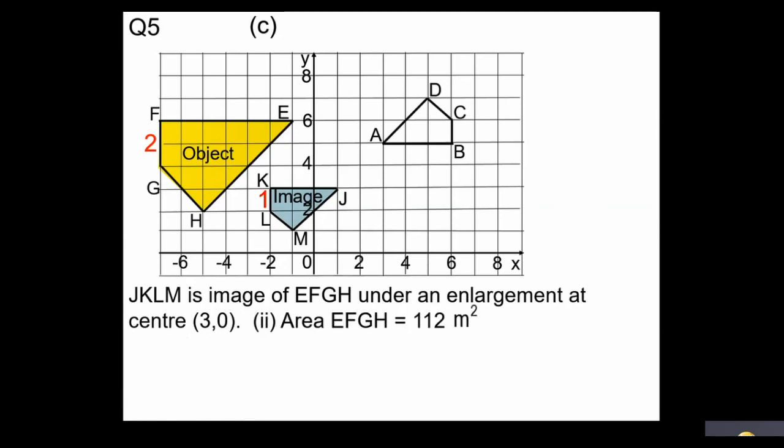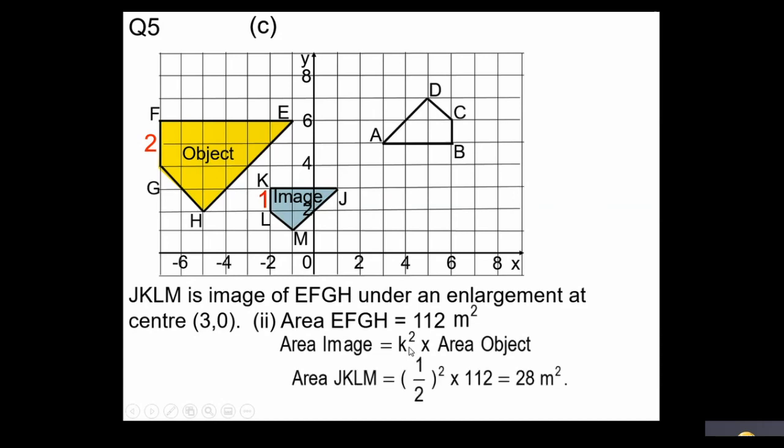Now the area of EFGH, the big one, is 112. How to find the area of this? Use the same formula. What is the scale factor? 1/2, right? So this object, the area is 112, so you just multiply. Use the calculator, and you get 28 meter square.